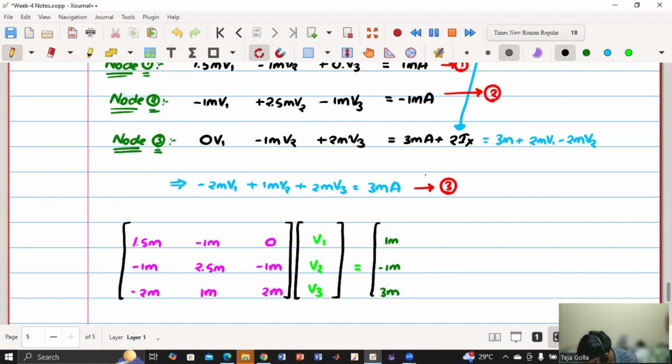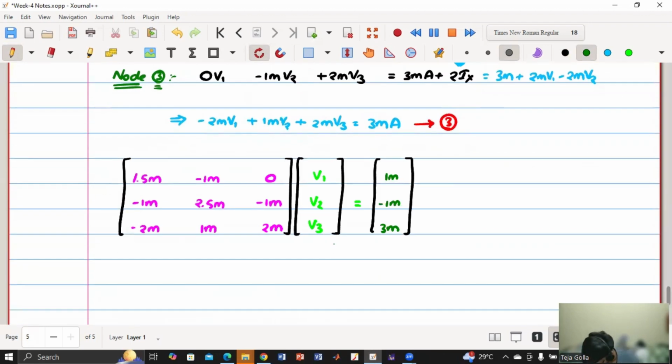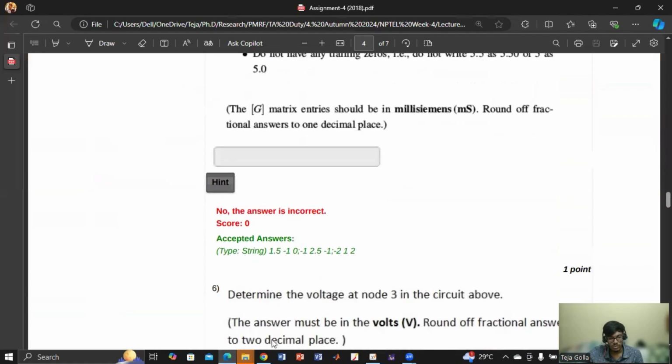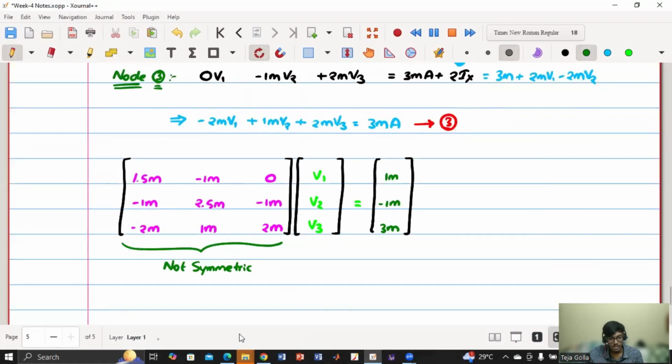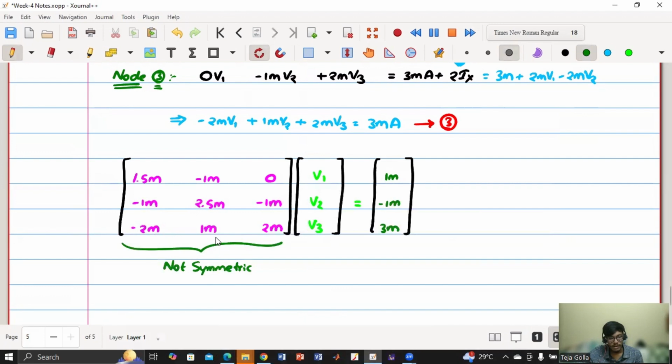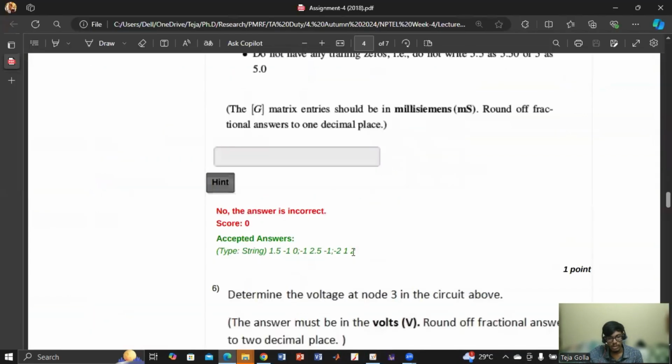So again, if you see, the conductance matrix is not symmetric. This is not symmetric because of the dependent source again. Okay, so let us just first verify whether the answer is correct or wrong. So we have 1.5, minus 1, 0, then minus 1, 2.5, minus 1, and then we have minus 2, 1 and 2.